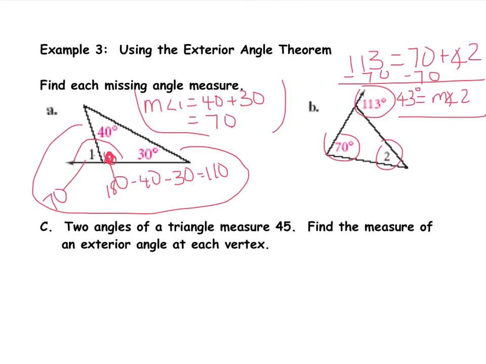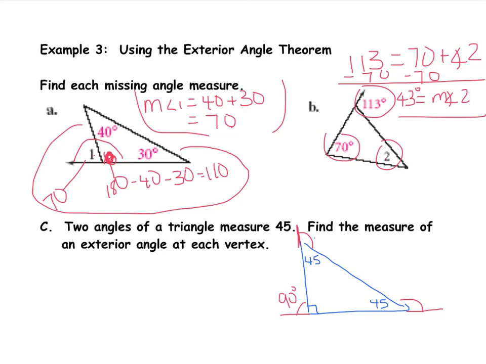Now, problem C says two angles of a triangle measure 45. Find the measure of an exterior angle at each vertex. So let's first draw a triangle. And it says this is 45 and this is 45, which makes this 90, because 180 minus 45 is 90. And they want to know what this angle is, this angle, and this angle. Well, hopefully you guys all see that that's 90.